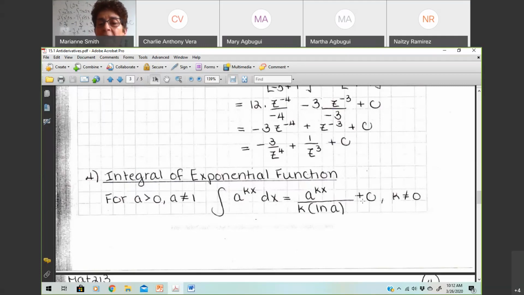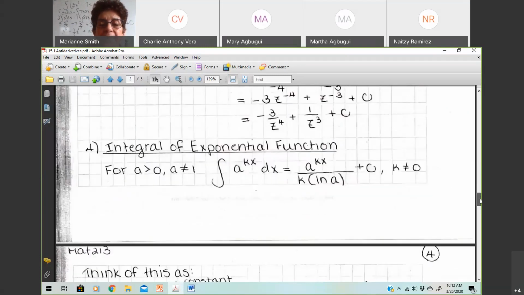Okay? We're adding the constant of integration. We're also saying our multiple up here, k, is not 0 because, well, a to the 0 is just 1, and that's not interesting either. Okay, so that's what all of these not equal things mean. Let's look at some examples.